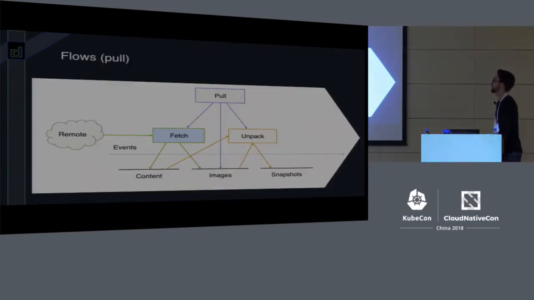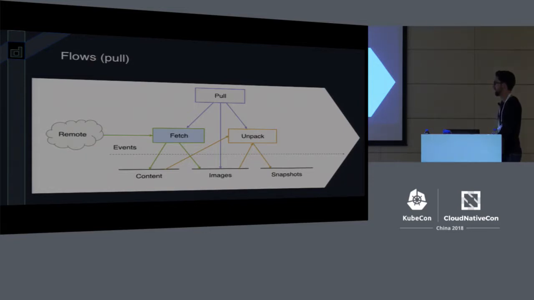So a pull flow ends up looking like this in Containerd. This is completely orchestrated by the client. When a pull operation runs, that can be broken down into a fetch operation. The fetch gets all the content from the remote. It puts it inside the content store. Once all that content is fetched, the pull will create an image that points to the manifest.